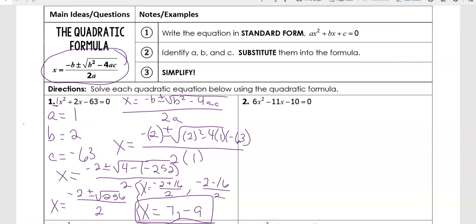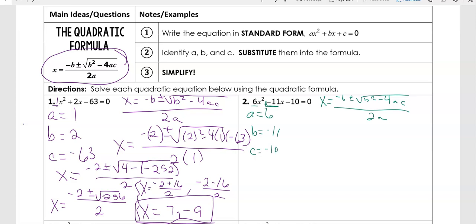All right, so number 2, we have an a that does not equal 1, so this might be a little bit more difficult. First of all, let's write our formula. x equals the opposite of b plus or minus the square root of b squared minus 4ac all over 2a. We're going to make our list of our a, b, and c. A equals 6. B equals negative 11. Remember, we're going to use the operation as the sign here. And c equals negative 10.